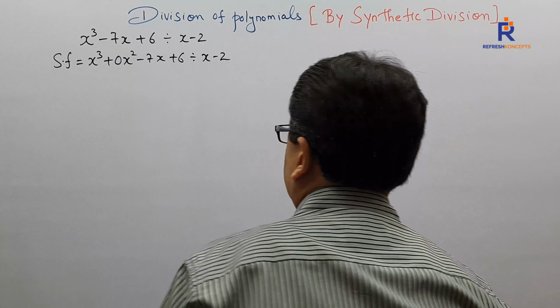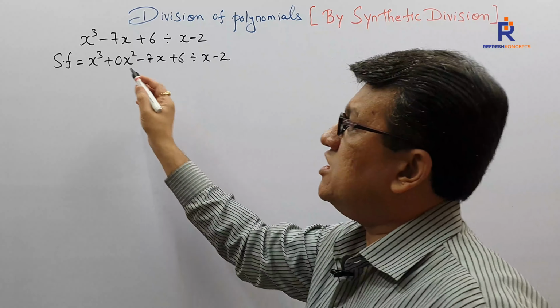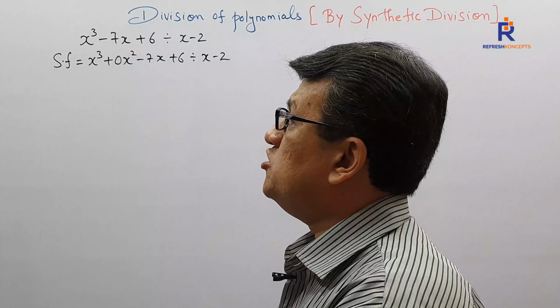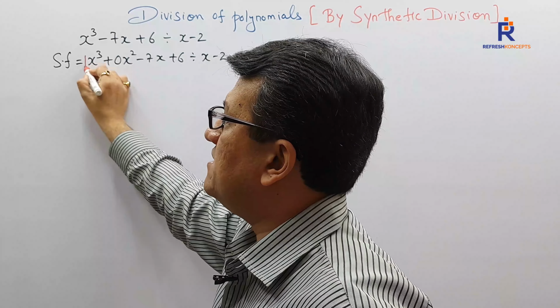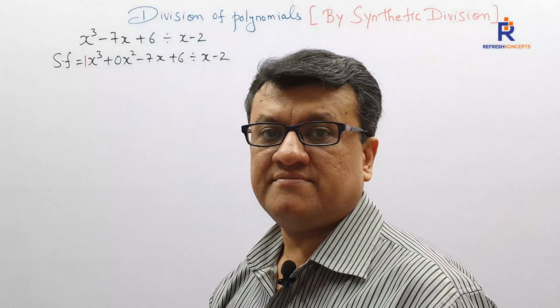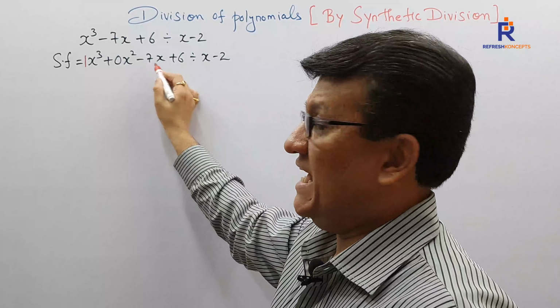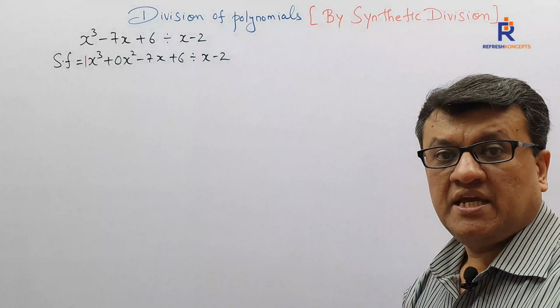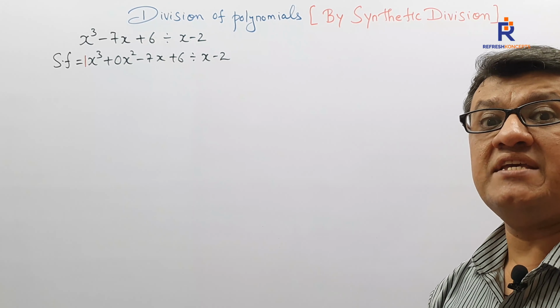Now what do we do? Kindly pay attention, children. What is the coefficient of x cube? Can you tell me, please? The coefficient of x cube is 1. Nothing is given, so we take it as 1. Coefficient of x square, 0. That of x, minus 7. And the constant is plus 6. Now, why did I say that? That's what our synthetic division initializes with.